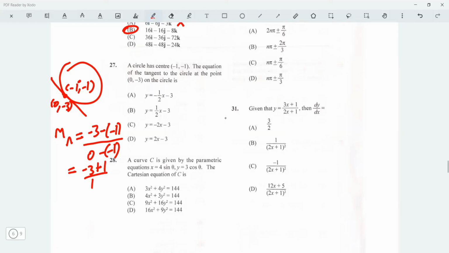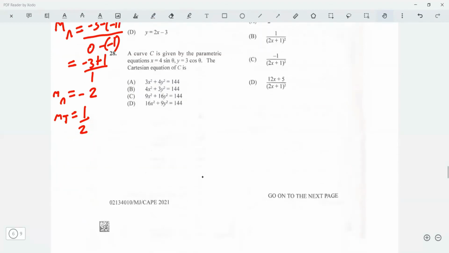That is -2. Since the gradient of the normal is -2, we know that the gradient of the tangent is a half. So which one of them have half as the gradient? This one. A half x minus 3. That's option B. Okay. Question 28.